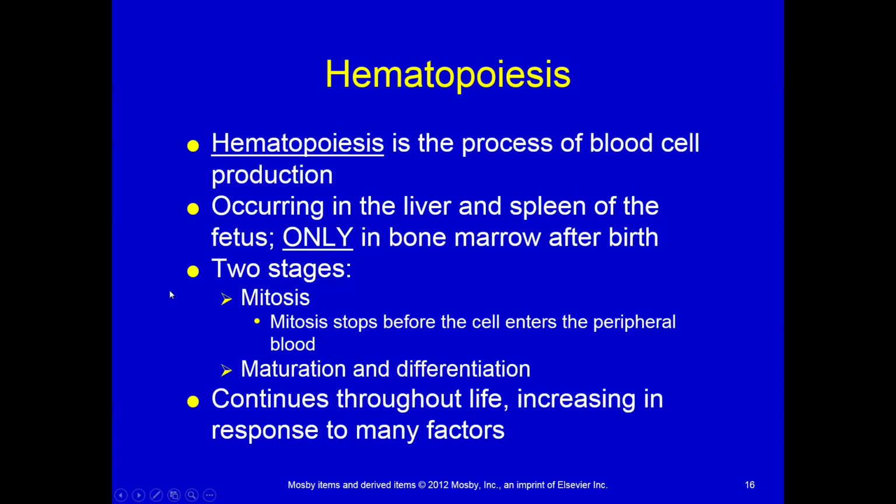Proliferation, that first mitotic stage, usually stops after a few doubling cycles of proliferating and making new blood cells. But differentiation continues almost continuously. So proliferation usually stops after a few doubling cycles, but maturation and differentiation of those stem cells into red blood cells, white blood cells, and platelets will often continue. Okay? And this process of mitosis and maturation and differentiation does continue throughout life.